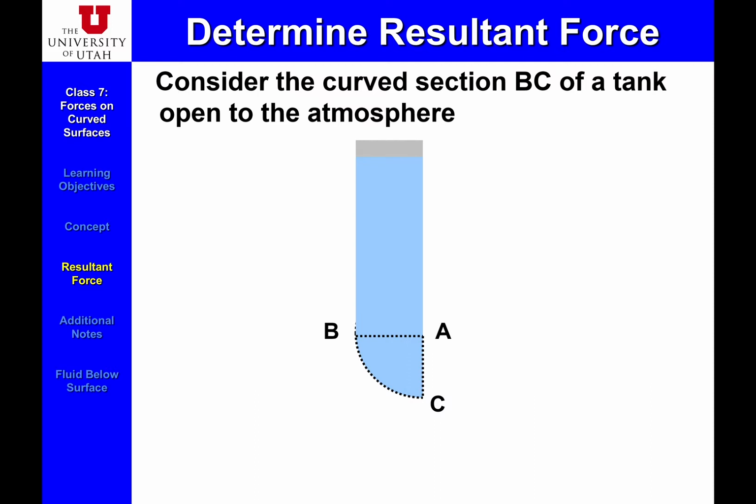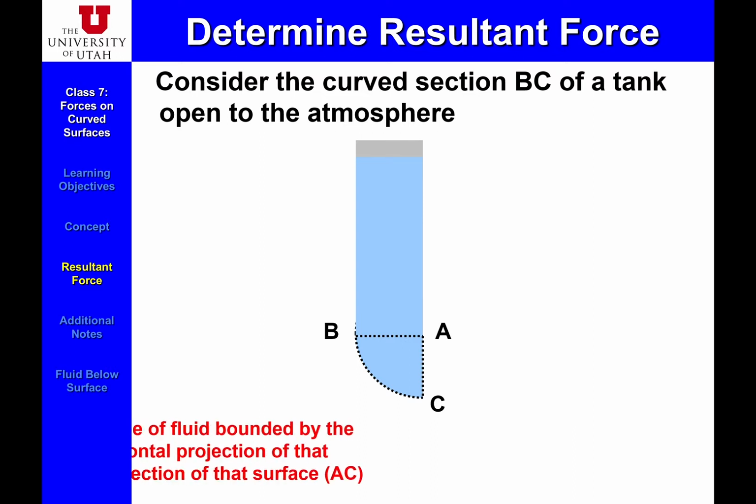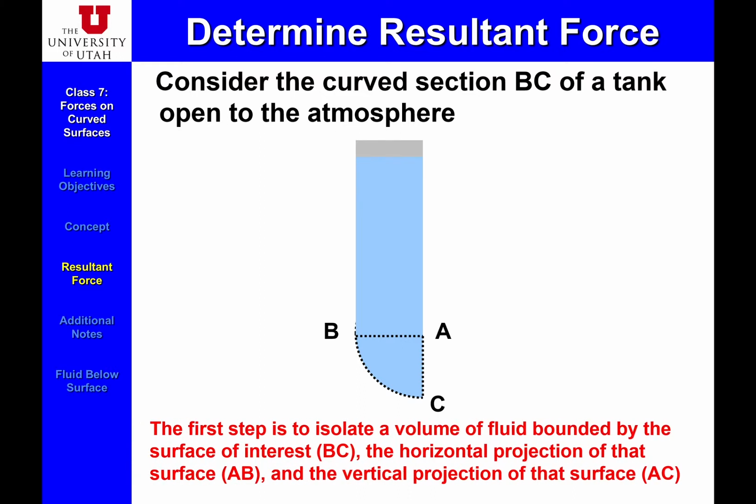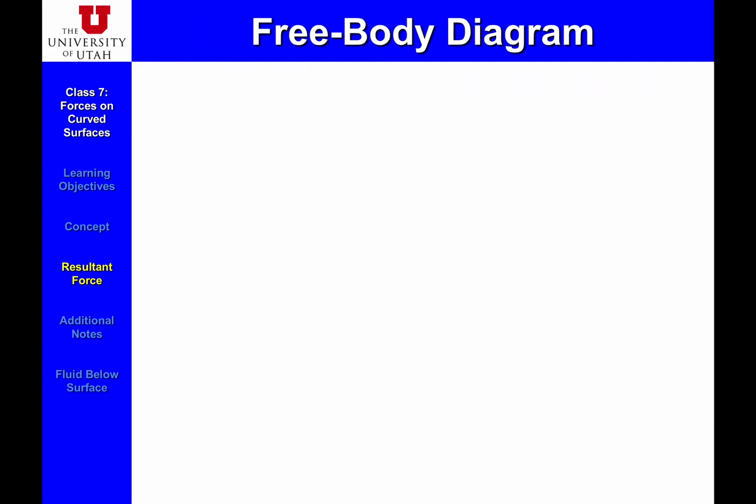So if we consider this curved section BC in a tank that's open to the atmosphere, and when we talk about BC, that's the curved section at the bottom, we want to figure out what the resultant force is that's acting on that. So the first thing that we need to do is isolate the volume of fluid that's bounded by the surface of interest, that curved surface BC. And we want to look at the horizontal projection of that surface and the vertical projection of that surface. So let's talk about how we do that. We do that by working with a free body diagram.